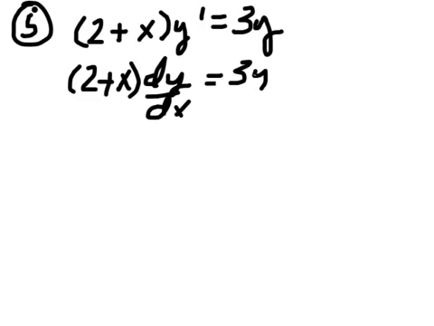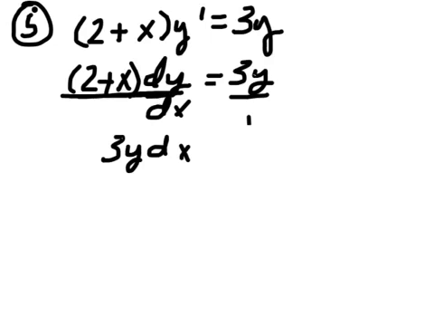And I want to get all the y's on one side. Let me go ahead and just make this a proportion by drawing that big long fraction bar and then sticking this over 1. When I first start out, it doesn't look so nice. You get 3y dx is 2 plus x dy. Everything's not where you'd like for it to be.